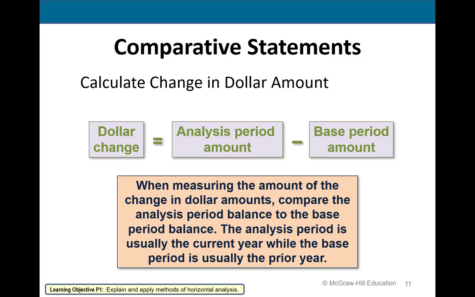We compute the dollar change for a financial statement item as follows. The analysis period is the point or period of time for the financial statements under analysis, and the base period is the point or period of time for the financial statements used for comparison purposes. The prior year is commonly used as a base period. So when we're looking at the formula, we take the analysis period amount and subtract the base amount. Base amount again is usually the prior year. That will give us the dollar change.